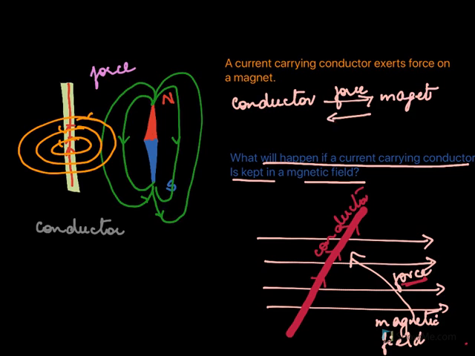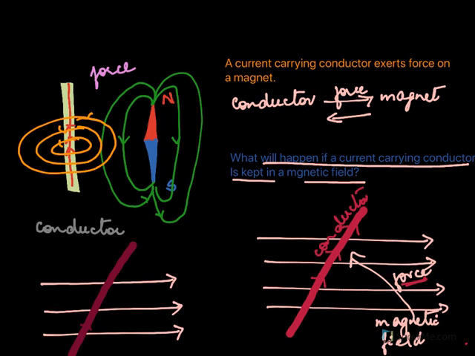Here the reverse also happens. The magnet also exerts a force on the conductor. We'll now go ahead and learn about this force exerted by a magnetic field on a conductor. So here we have a magnetic field, and there is a current carrying conductor placed in the magnetic field. Now this current carrying conductor will also have its own magnetic field.